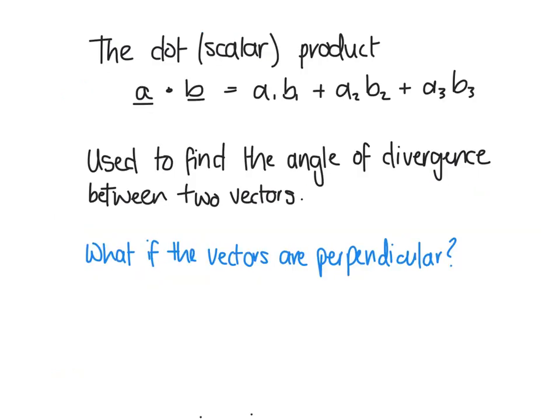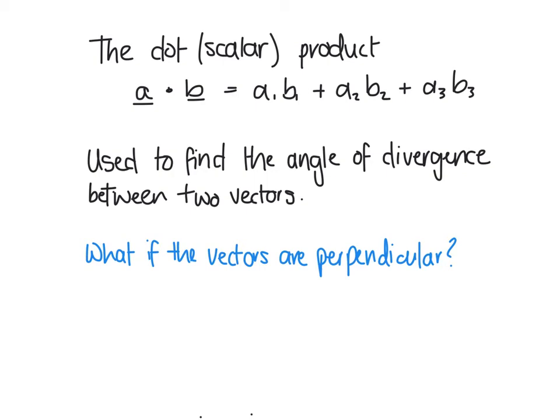So just to summarise then, this dot or scalar product A dot B is the first term of A multiplied to the first term of B and added to the remaining terms in multiplication. And we use this as part of the formula to find the angle of divergence between two vectors or two vector lines, where we would use the direction vectors to dictate that angle. Now, we can use this even further.